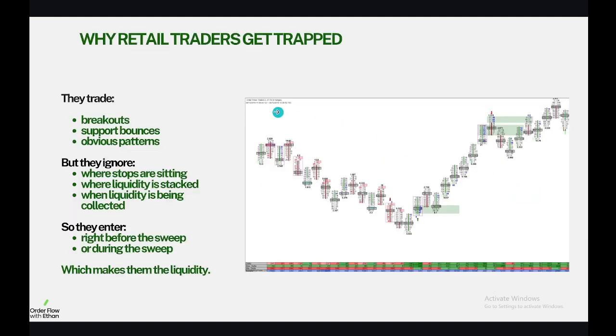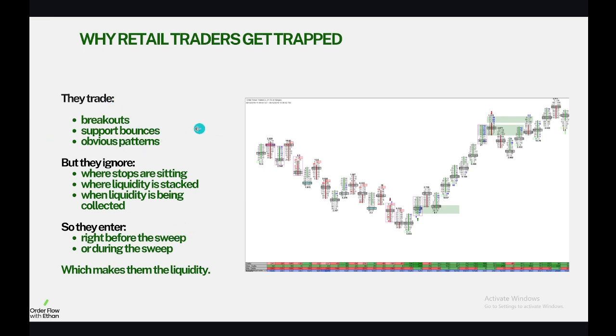So guys, here you can see why retail traders always get trapped. They trade breakouts, support bounces, and obvious patterns, but they ignore where stops are sitting, where liquidity is stacked, and where liquidity is being collected. So the market is basically going through the concept of liquidity. Go up, get liquidity, go down, get liquidity again. So there's a liquidity sweep that happens every time. They enter right before the sweep or during the sweep, which makes them the liquidity. And you shouldn't be that liquidity.